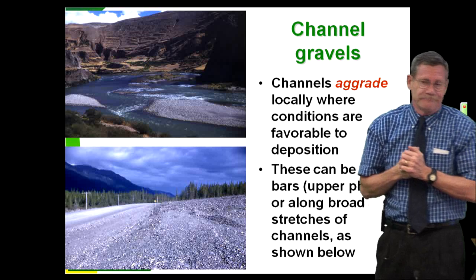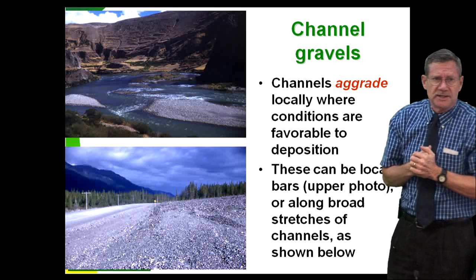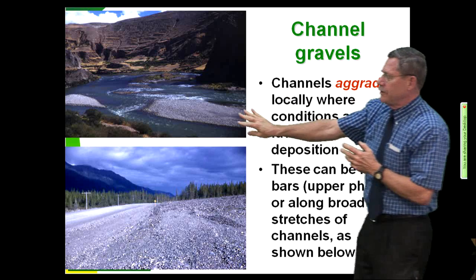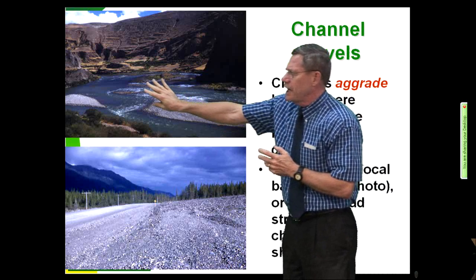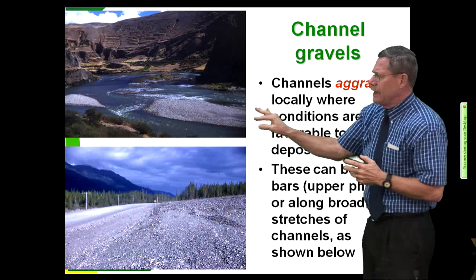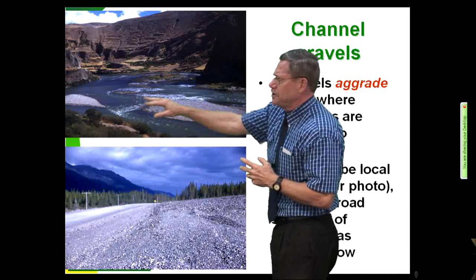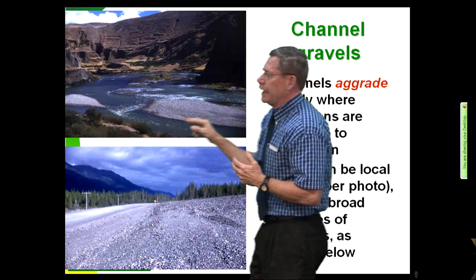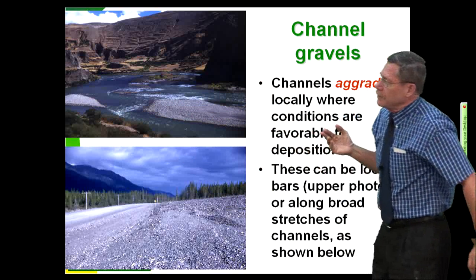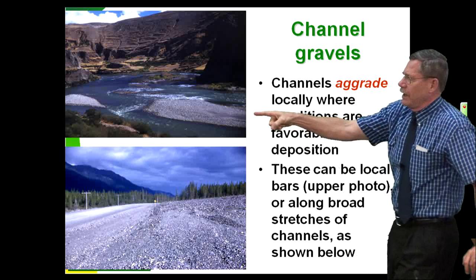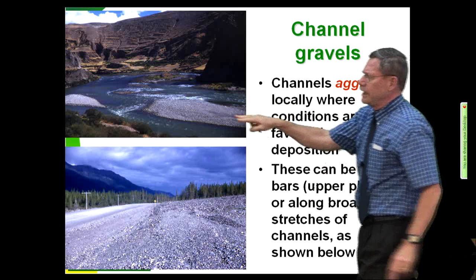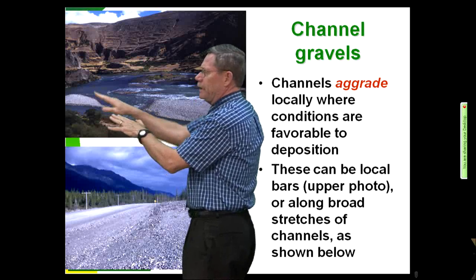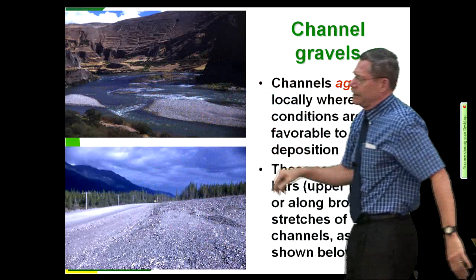Channel gravels. Channels aggrade locally where the conditions are favorable to their deposition. So you're going to see channel gravels being deposited. If you do see them being deposited, what you want to ask yourself is why? Why are they here and over here? And am I on a point bar? In this case, I'm not on a point bar. I actually have a splitting going on up here and some helical flow going on here in a fairly shallow river system. This is down in the Andes in Peru.